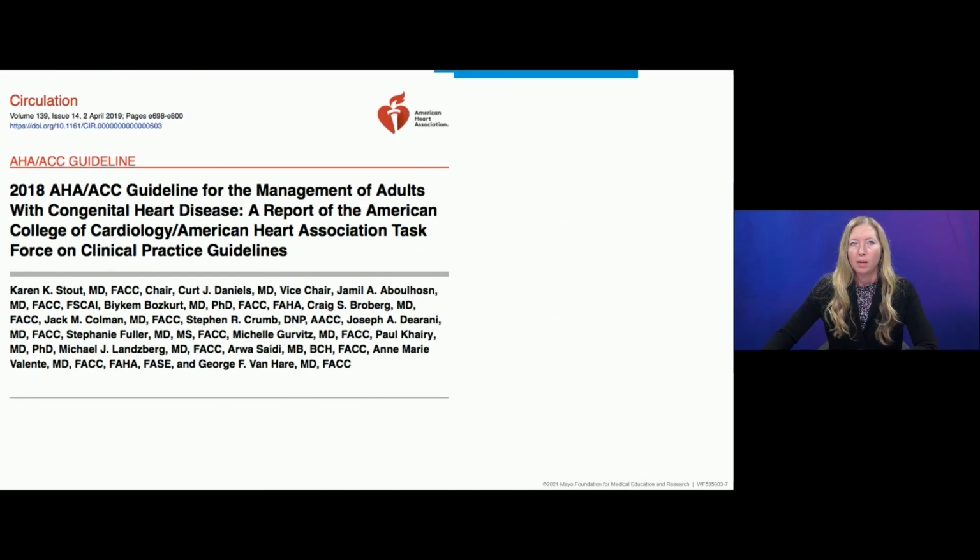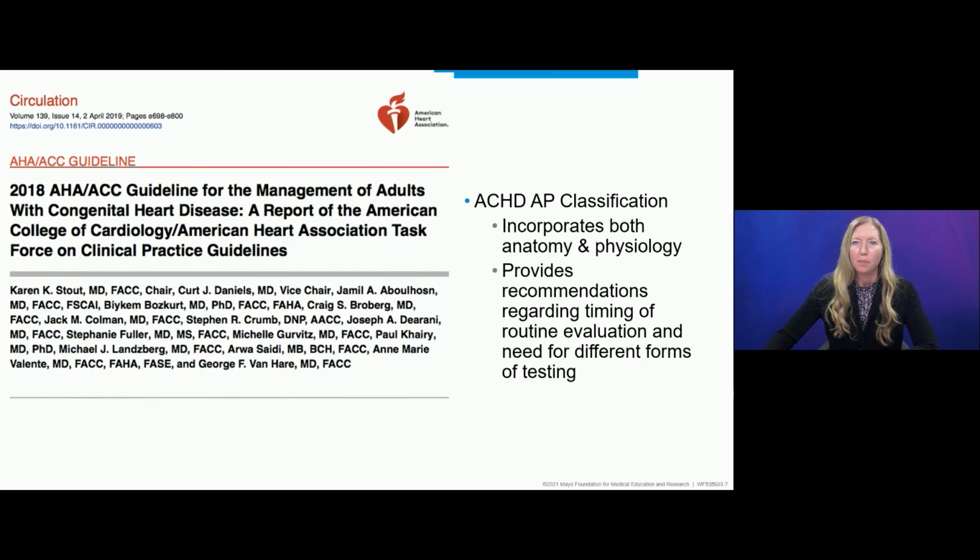The guidelines for management of patients with congenital heart disease were updated in 2018. The biggest change to the new update was the incorporation of this ACHD anatomy and physiology classification. The understanding here being that a patient can have the same anatomic defect but can be very functionally variable in their presentation. And so this document provides recommendations regarding the timing of follow-up for routine evaluation and the types of testing that need to be performed on a regular basis.